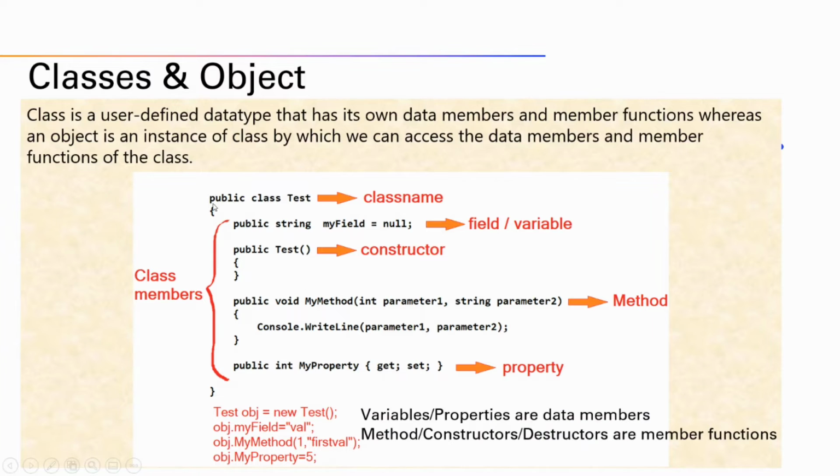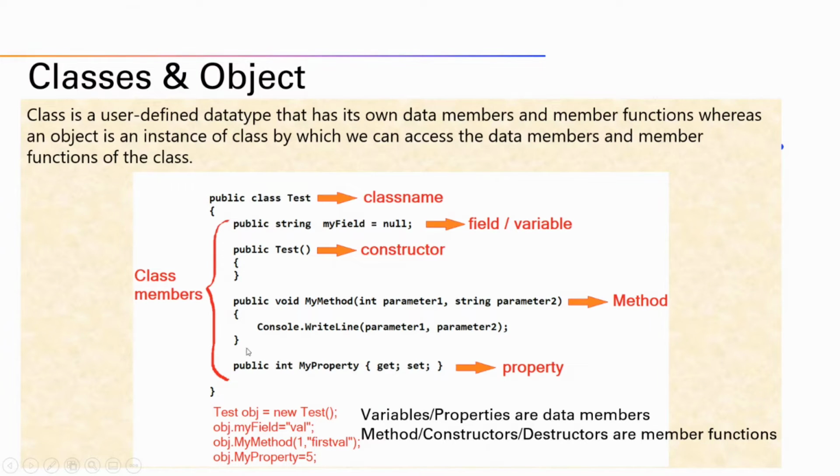To create a class, specify any access modifier which you want: public, protected or internal, and specify the class keyword and the class name which you want. If you didn't specify any access modifier before the class, it will take internal as the default access modifier. Then open the bracket and close.